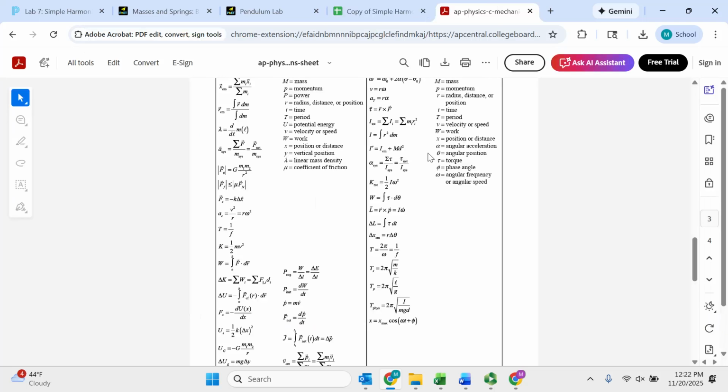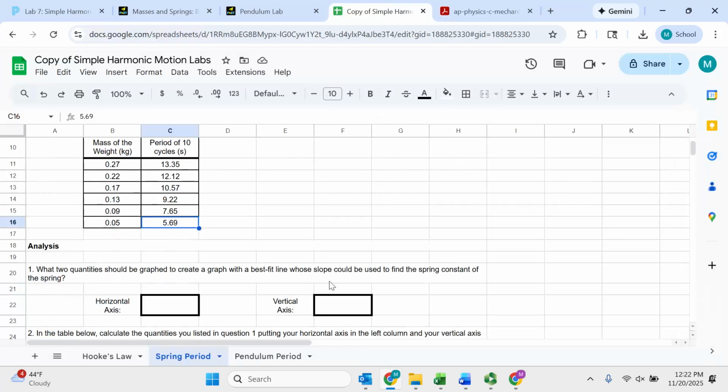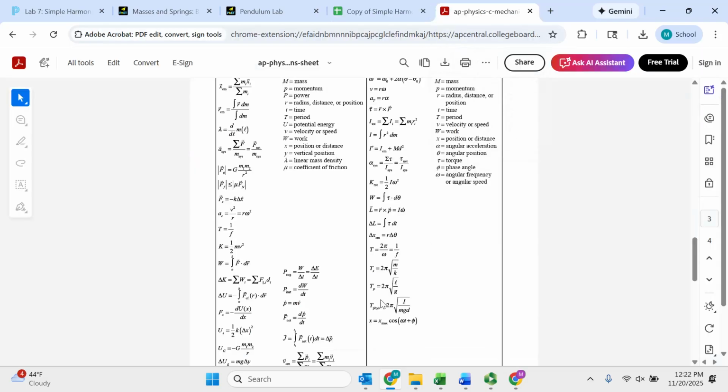And so that formula is listed on our equation sheets. It's all the way down here. It says period of the spring is equal to 2 pi times the square root of mass over k, where k is the spring constant. Now, if I wanted to get a straight line whose slope could be used to find the spring constant in the spring, there's a number of different ways I could go about doing this. Probably the easiest way from this formula, if I have period over here, is to put whatever's over by itself on the vertical axis and keep this stuff on the horizontal axis.